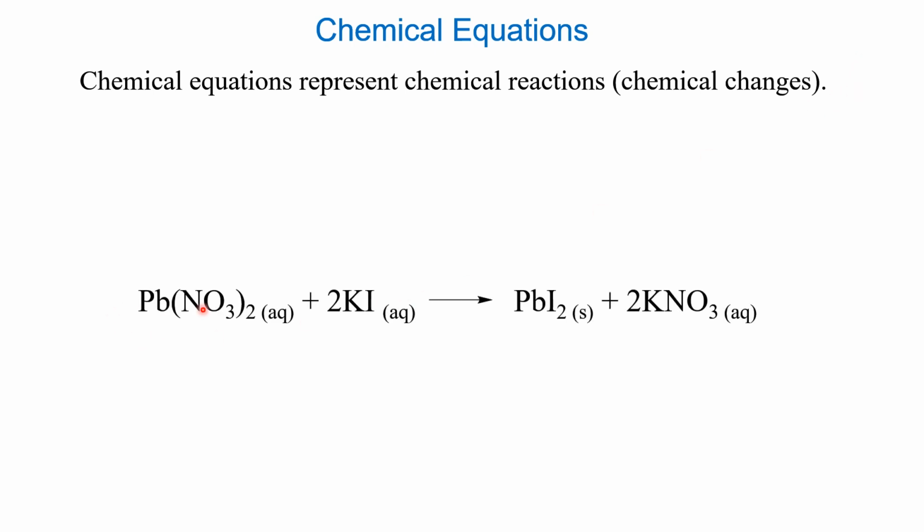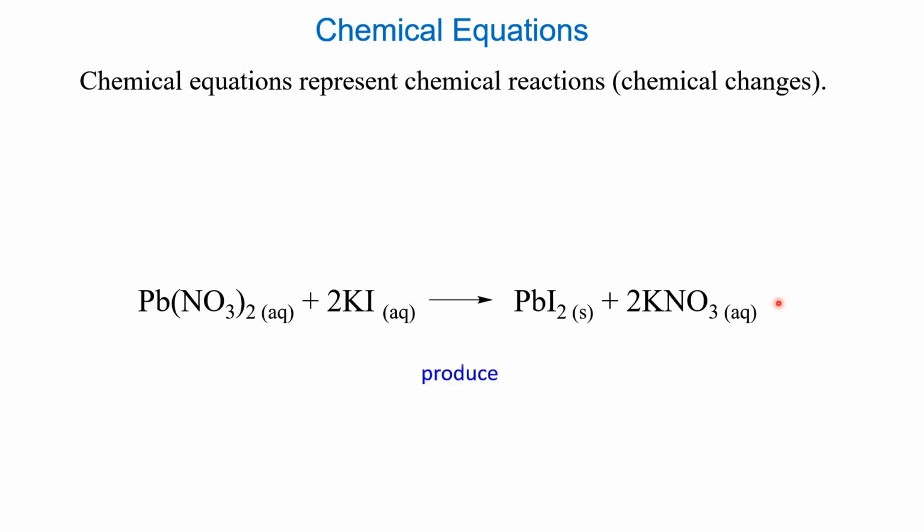So for example, we have lead nitrate in aqueous solution, reacting with potassium iodide, also in aqueous solution, to produce lead iodide and potassium nitrate. This lead iodide is a solid, and so it's a precipitate in this reaction. And the other product is potassium nitrate. It's also an aqueous solution. So in this chemical equation, with very simple formulas, symbols and signs, it can represent a very complicated chemical change.